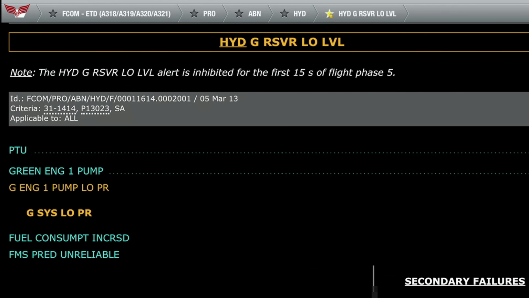In the FCOM, we have a small note saying that this alert is inhibited for the first 15 seconds of flight phase 5, which is actually from liftoff to 1,500 feet. So it's inhibited during the initial takeoff. PTU off, green engine 1 pump off, green engine 1 pump low pressure, then you get green system low pressure. Fuel consumption increased and FMS prediction unreliable. When? Fuel consumption is increased now or later? Is the FMS prediction unreliable now or later? We will need to clarify that.